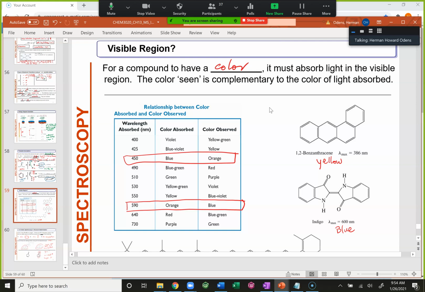But in reality, the color that's seen is complementary to the color that is being absorbed. All right, check this out. For something to show blue, that means the color that has been absorbed is orange. So orange is the counter color of blue when it comes to the visible region.